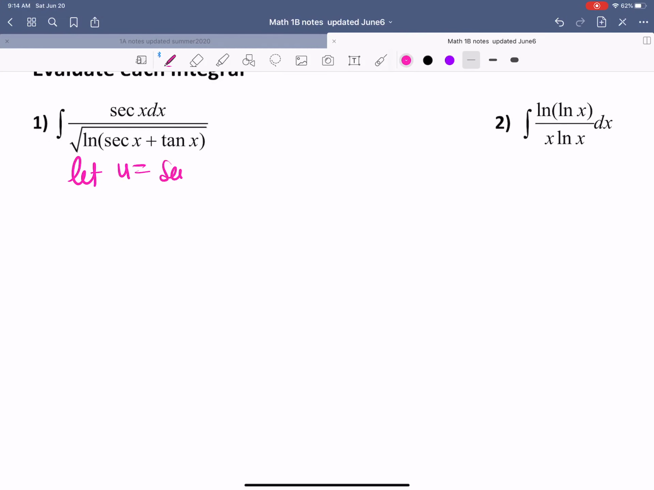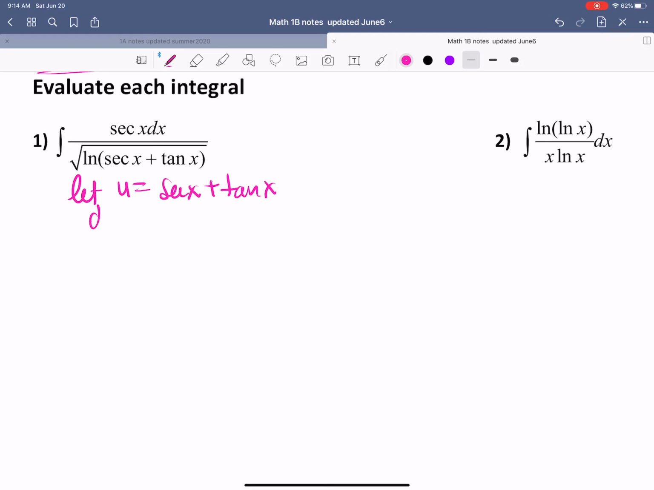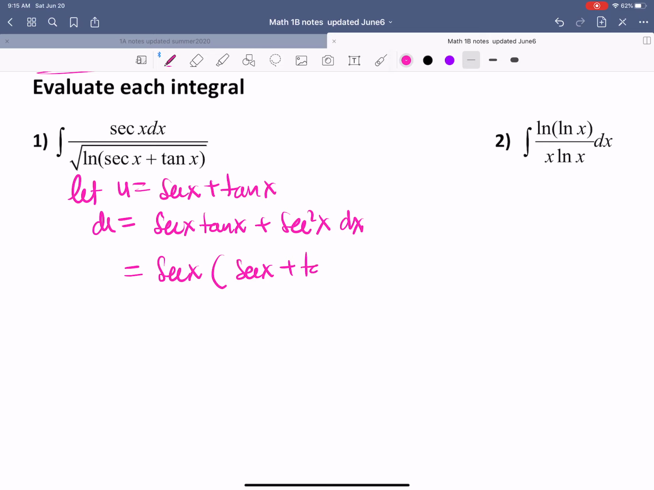Let u be the secant x plus tangent x. That would mean du is secant x tangent x plus secant squared x dx. So if I pull out a secant x from here, then it's secant x plus tangent x dx. And this we just called u.